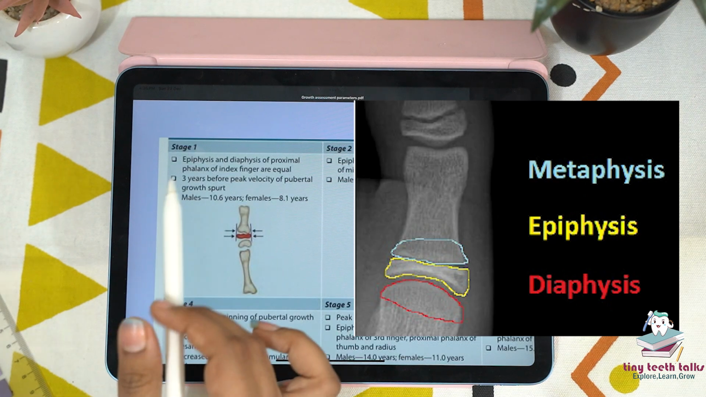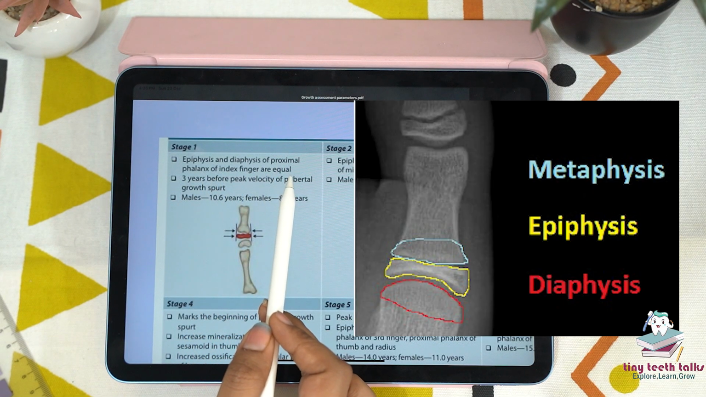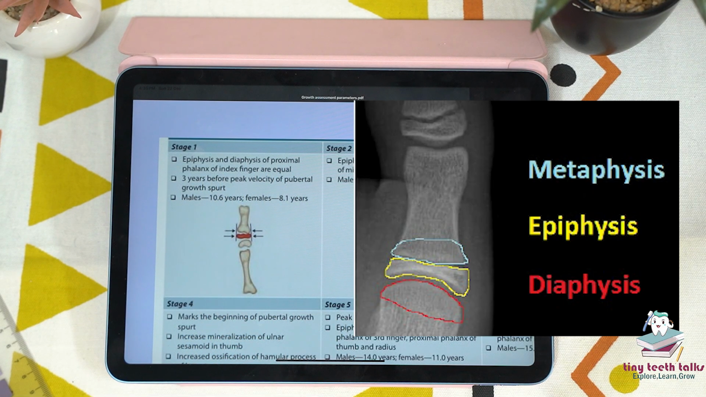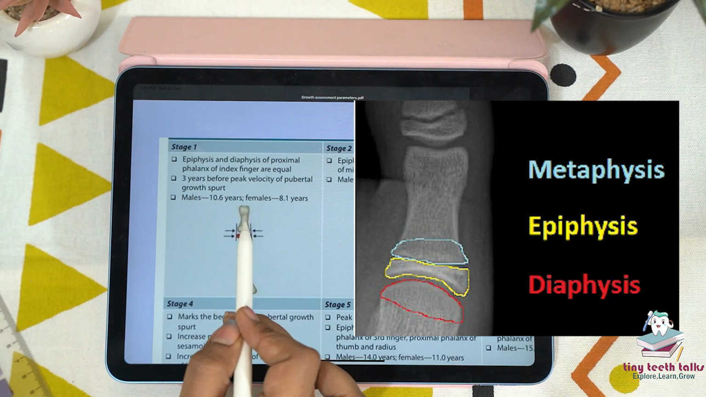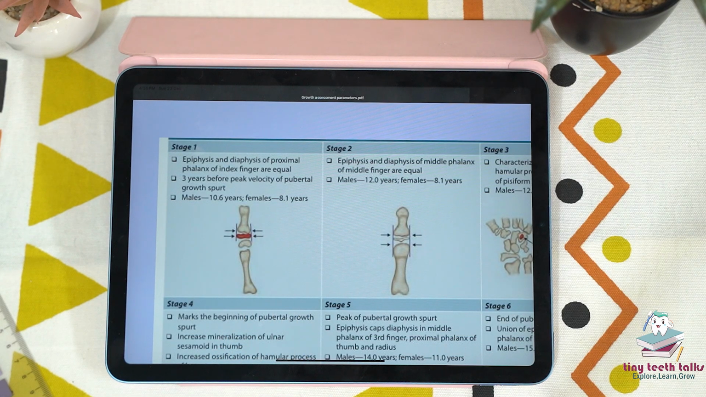Stage 1: the epiphysis and diaphysis of the proximal phalanx of the index finger are equal. So epiphysis means growth plate and the diaphysis is the shaft. So the growth plate and shaft of the proximal phalanx, which is the finger bone of the index finger, are equal in size. This is 3 years before peak velocity of the pubertal growth spurt, meaning the time before peak growth spurt is approximately 3 years. The age is 10.6 years for male and 8.1 years for female.